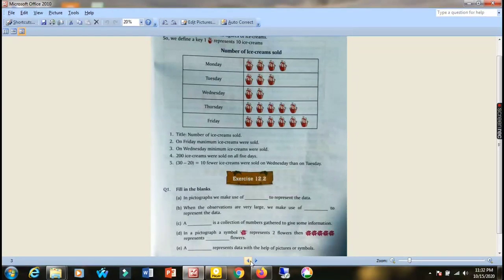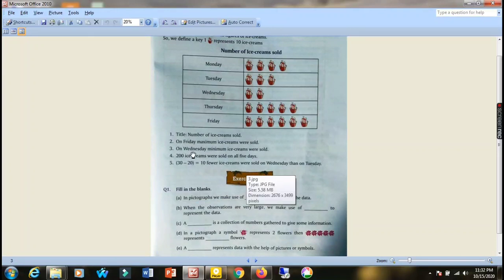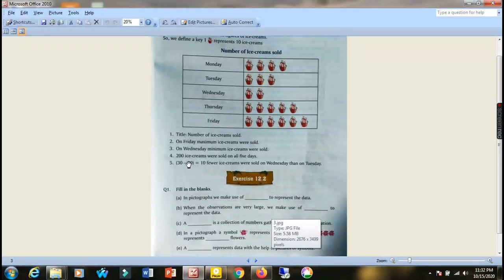Now next question. On which day are the minimum ice creams sold? So minimum you can see from here, only 20. 20 means on Wednesday minimum ice creams were sold. How many ice creams were sold? Only 20. Now come to the next question, question number 4. What is the total number of ice creams sold by the vendor on all 5 days? So we have to add these numbers, you will get the correct answer. So the answer is 200 ice creams were sold on all 5 days.